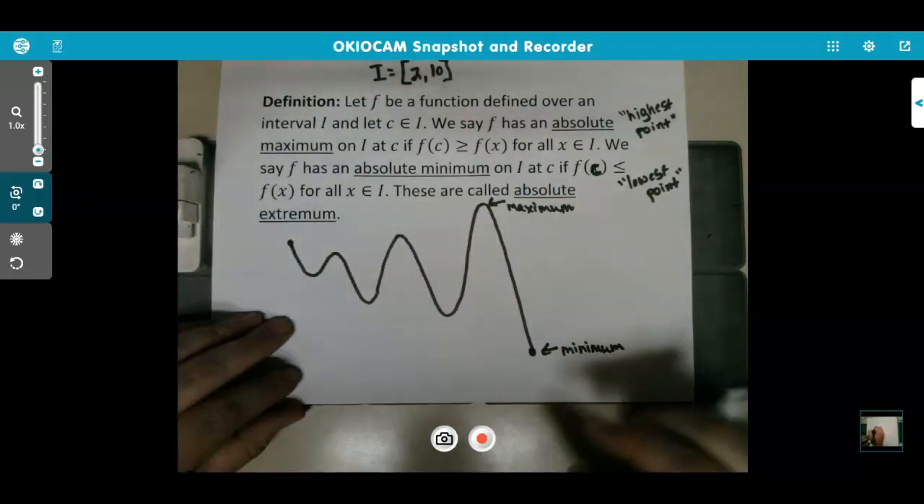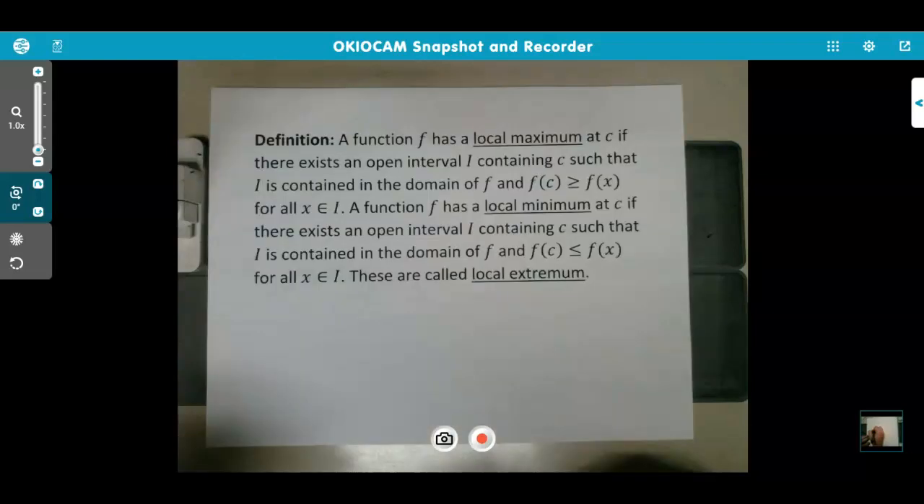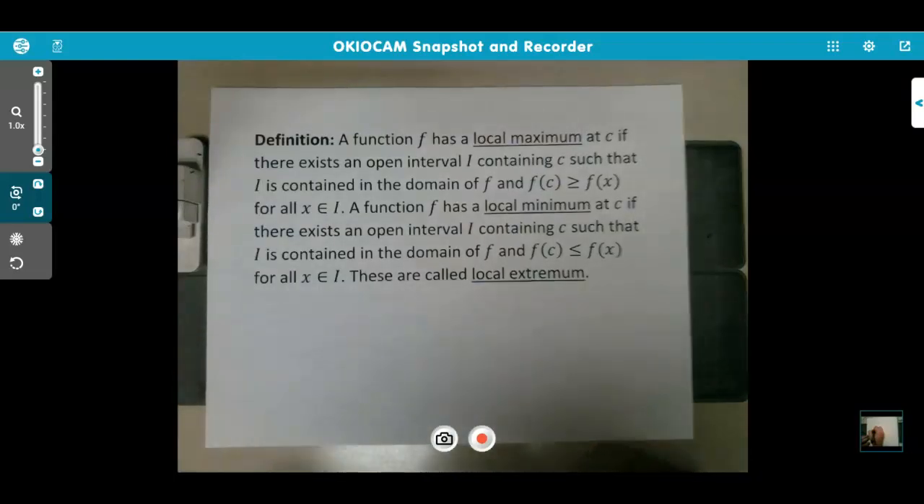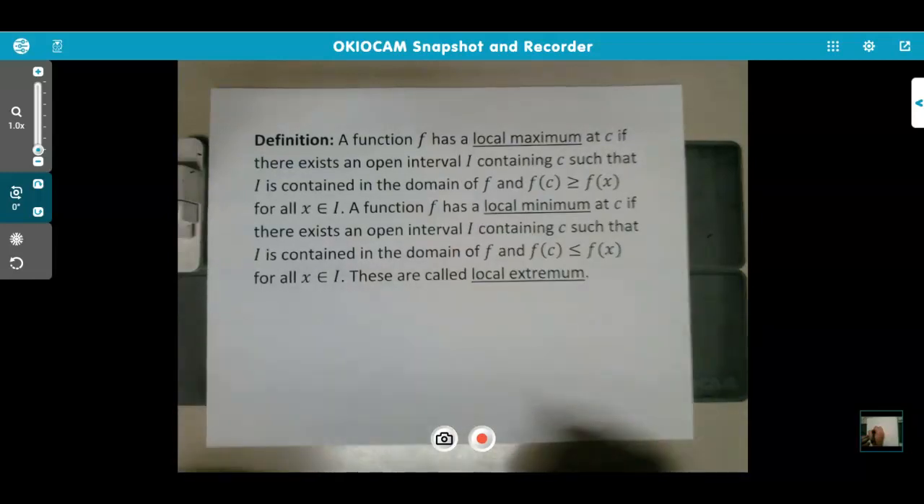We have another term that kind of relates to this. A function f has a local maximum at C if there exists some I with C such that I is contained in the domain of f, and f of C is greater than or equal to f of x for all x inside of this I. Function f has a local minimum at C if there exists an open I containing C such that I is contained in the domain, and f of C is less than or equal to f of x.